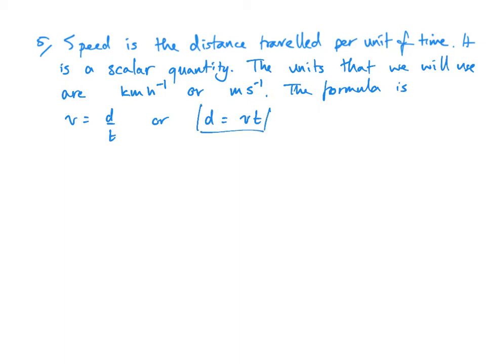Now, in the formula sheet, you're given the formula d equals vt. You're probably familiar with v equals d over t, but in the formula sheet, it's d equals vt. And that's the one that I would suggest you use because it's easier to rearrange. All right, d stands for distance. V stands for speed. Now that's one you've really got to watch. Okay. V is our symbol for speed and t is our symbol for time.